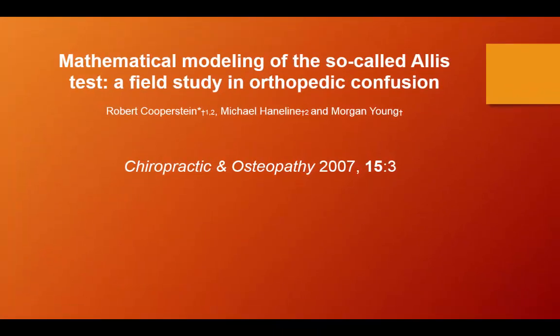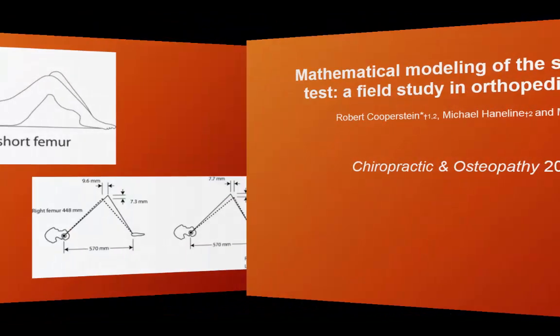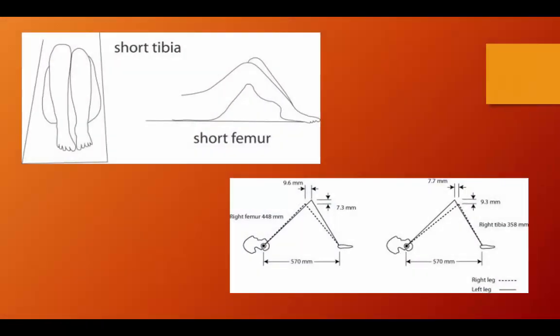Now to the other approach, the Alley's-Galeazzi measurement. The title is Mathematical Modeling of the so-called Alley's Test, a Field Study in Orthopedic Confusion, published in Chiropractic and Osteopathy in 2007. As you can see, looking cephalad, comparative length of the tibias should be evident, while looking laterally, comparative length of the femurs.